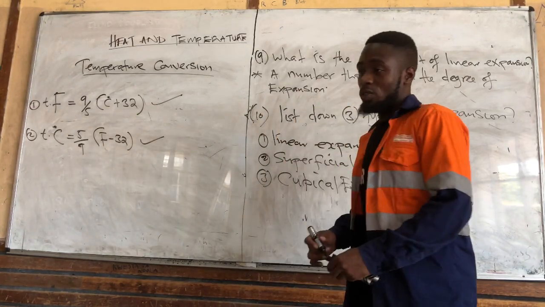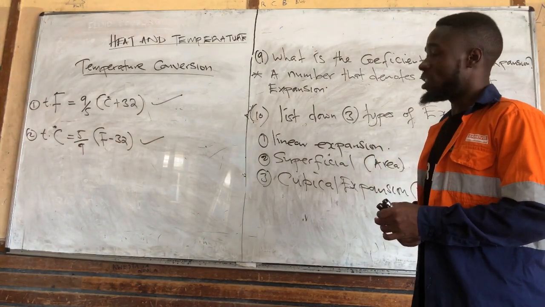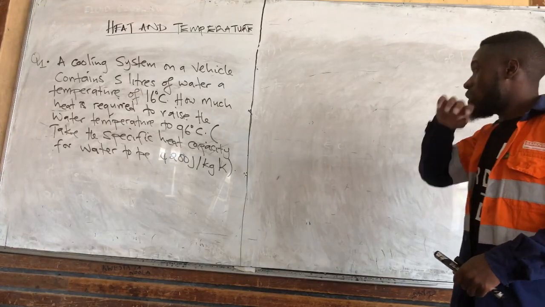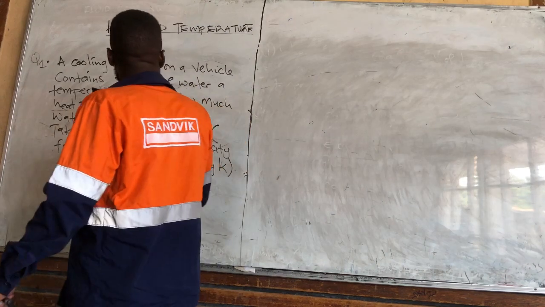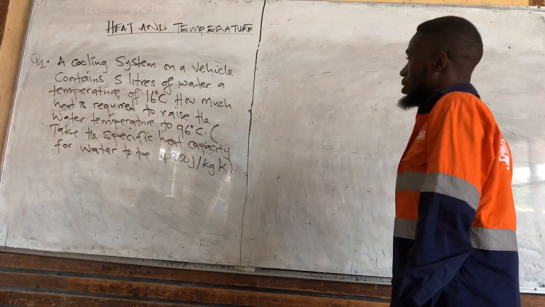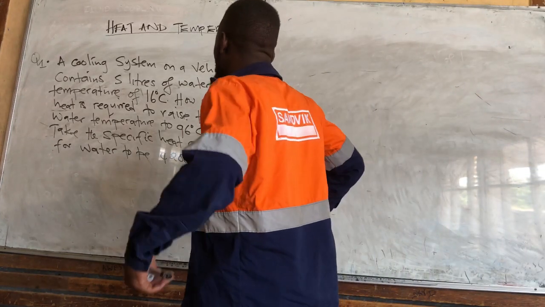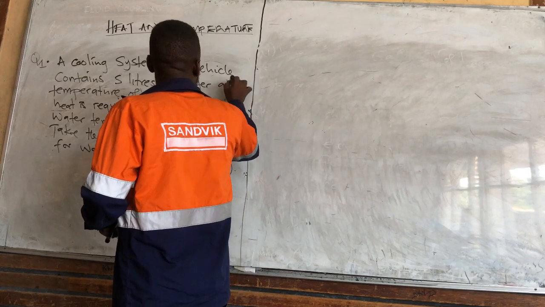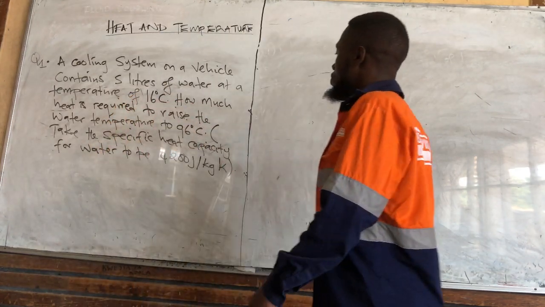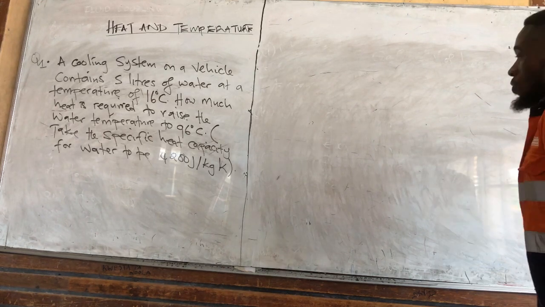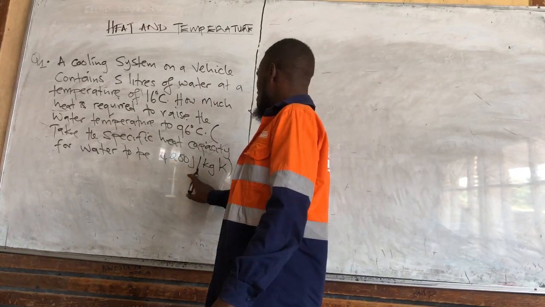Okay. So now we're done with the definitions. We can answer questions. Now we've got our exam questions. Let's solve this question. A cooling system on a vehicle contains 5 liters of water at a temperature of 16 degrees Celsius. How much heat is required to raise the water temperature to 96 degrees Celsius? Take the specific heat capacity for water to be 4,200 joules per kg Kelvin.